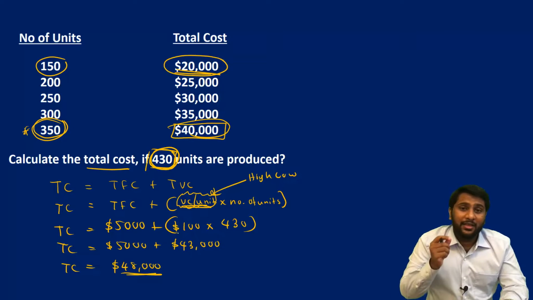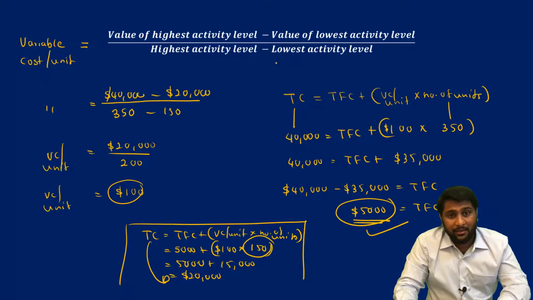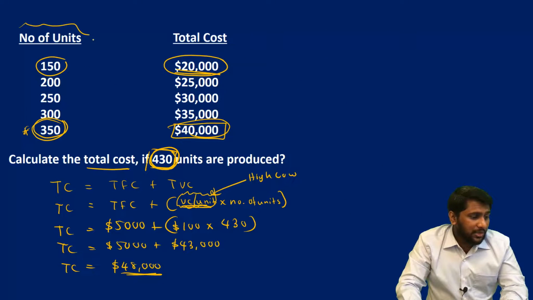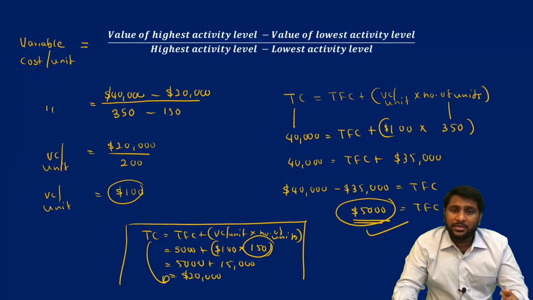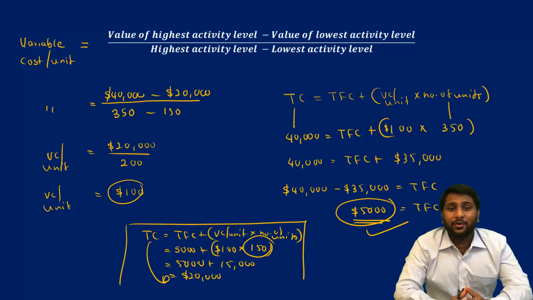So how did we calculate that? First of all, we calculate the variable cost per unit using the high-low formula. What's the high-low formula? The denominator is the highest activity level minus the lowest activity level. The numerator is the value at the highest activity level minus the value at the lowest activity level. Now here in this question, for the activity level I used number of units, but in certain questions your activity level may be labor hours. Sometimes you can get machine hours. So you will get different activity levels, but the concept is the same. Your denominator is the highest activity level minus the lowest activity level. The numerator is the value at the highest activity level minus the value at the lowest activity level.